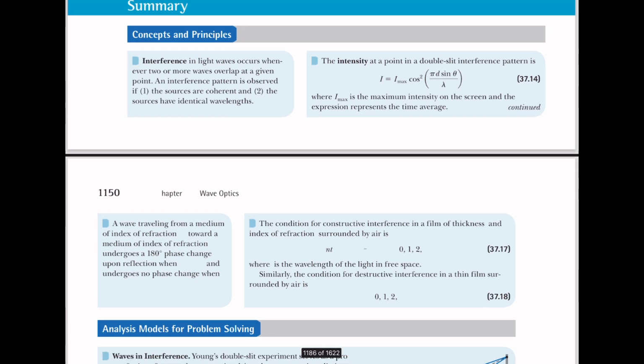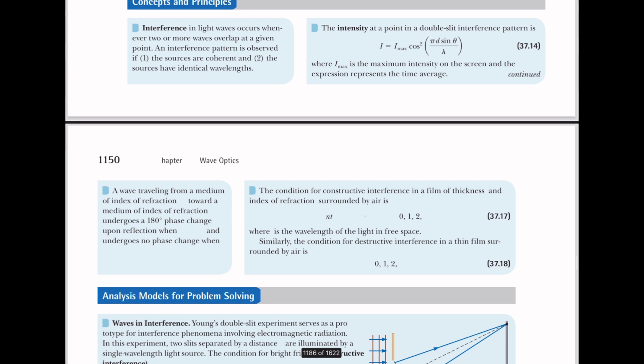The intensity at a point in a double slit interference pattern is, and then we have this I max cosine squared equation, where I max is the maximum intensity on the screen, and the expression represents the time average.